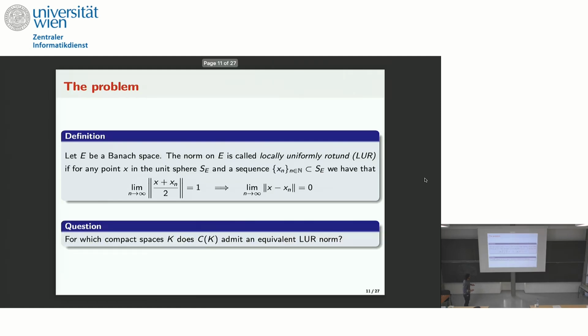One of them is the natural question: for which compact spaces K does C(K) admit an equivalent norm with this property, locally uniformly rotund? This question is very old. There has been a lot of research on the topic. A complete characterization does not exist yet.